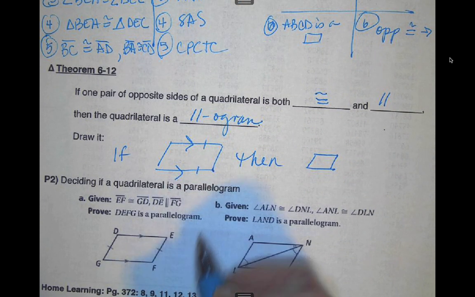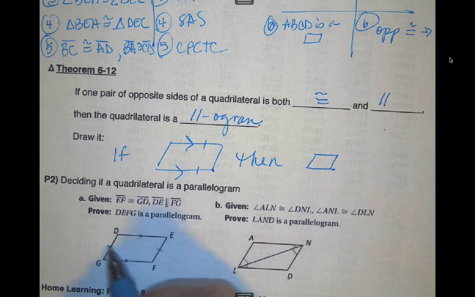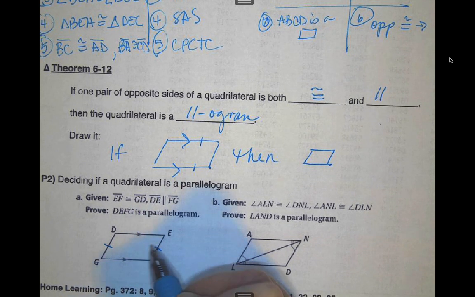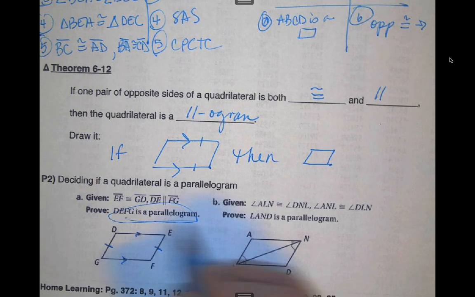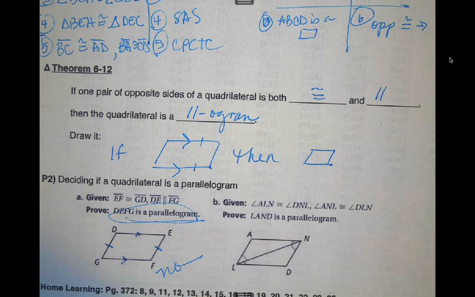All right, these are not full-blown proofs here. In this one, we've got these sides congruent, and then these sides parallel. So we don't know if it's a parallelogram. We can't do that, or at least not straight up, right? We don't have enough information there.